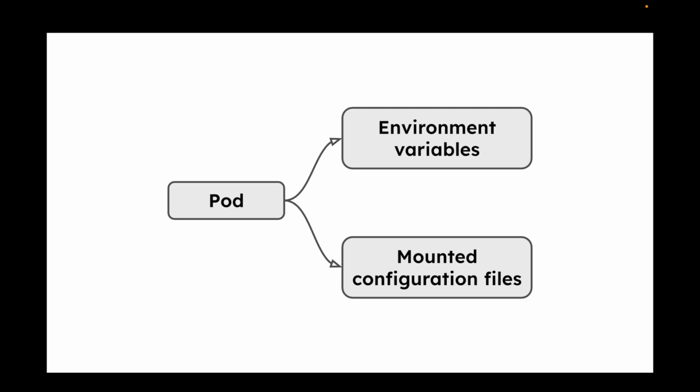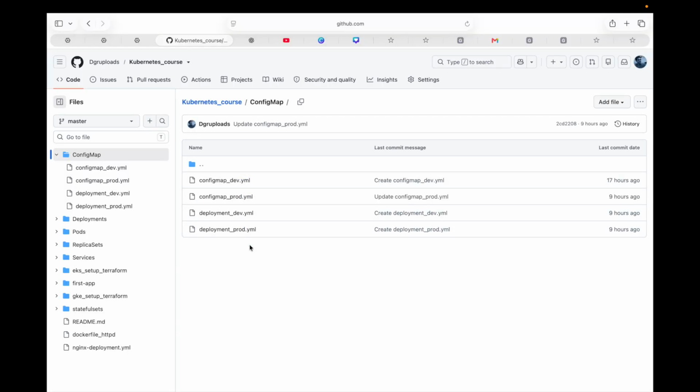in a real application mindset. So here are the files that I'll be using for this demo. I have two ConfigMaps, one for dev, one for prod, and then I have a couple of deployments. Again, one for dev and one for prod. So this dev ConfigMap will be mapped to the dev deployment, and the prod ConfigMap will be mapped to the prod deployment. I'll be sharing the link to this in the description section.